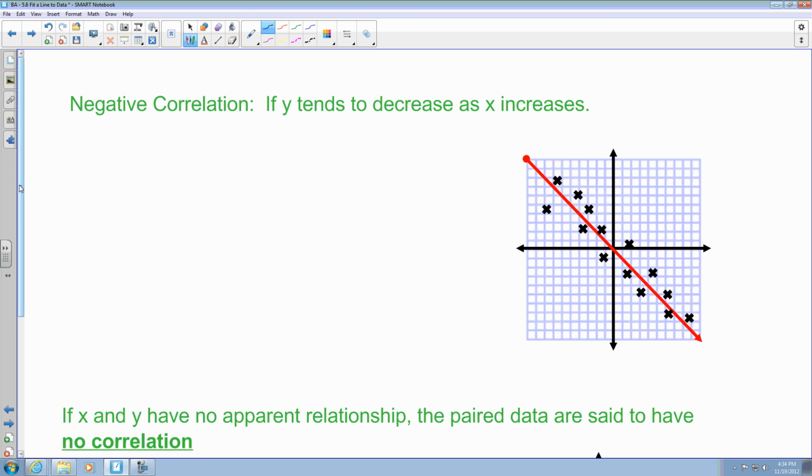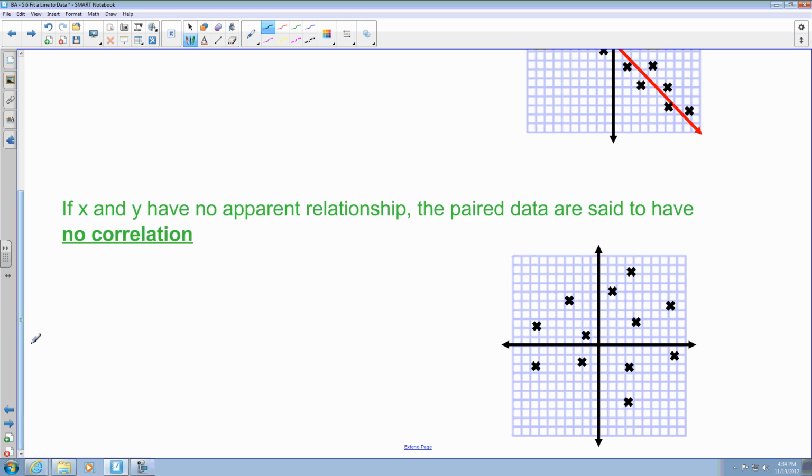Now the last one is no correlation. If x and y values have no apparent relationship, the paired data is said to have no correlation. If you look at the data I have represented here on the graph, I have data everywhere. There's no rhyme or reason; I couldn't tell whether it was positive or negative. If you come across one of those in your graph, then you just say no correlation.